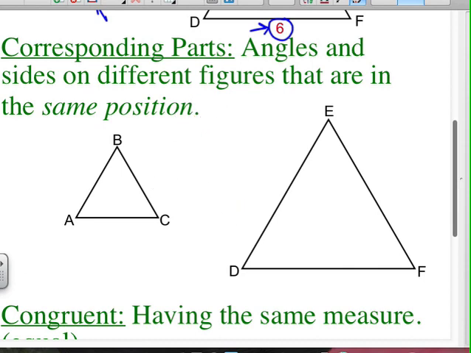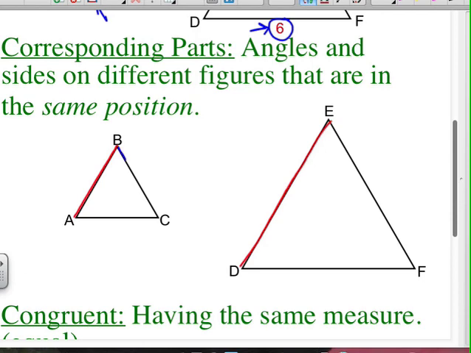So, looking at triangles here, I'm looking for angles that correspond with each other, and I'm looking for sides that correspond with each other. Ready? We're going to kind of color code this. Looking at the small triangle, I'm looking at side AB. Who corresponds or matches up with or is in the same position as AB on the big triangle? Well, that would be DE. Those guys are corresponding. They are in the same position within their shape.